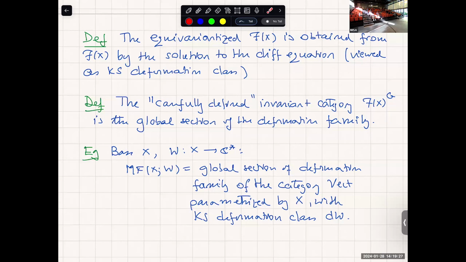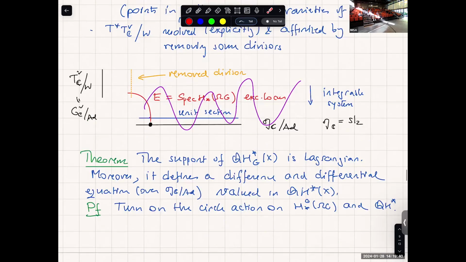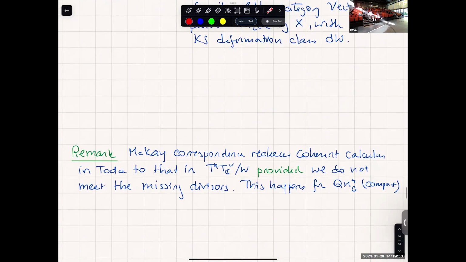But now you ask, what's a global thing? What are the global sections of that object over X? That is the matrix factorization category. That's a fixed point, the analog of a fixed point category. So it's a deformation family for the category. It's a global section over the parameter space to give you the fixed point category. And maybe, I think, I will end here.